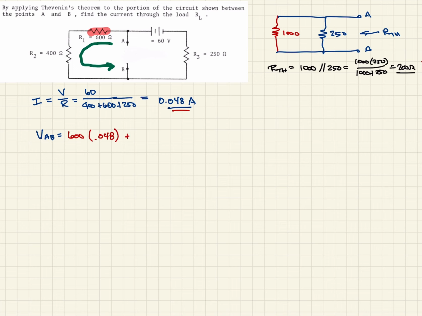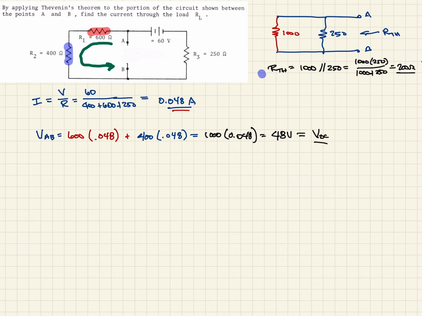And then we're going to have the next resistor, this 400 ohm resistor. And so we can write that one as 400, again, times the same current goes through them, 0.048. And so then that's going to be 1,000 times 0.048, which comes out to 48 volts. And so this is our open circuit voltage.